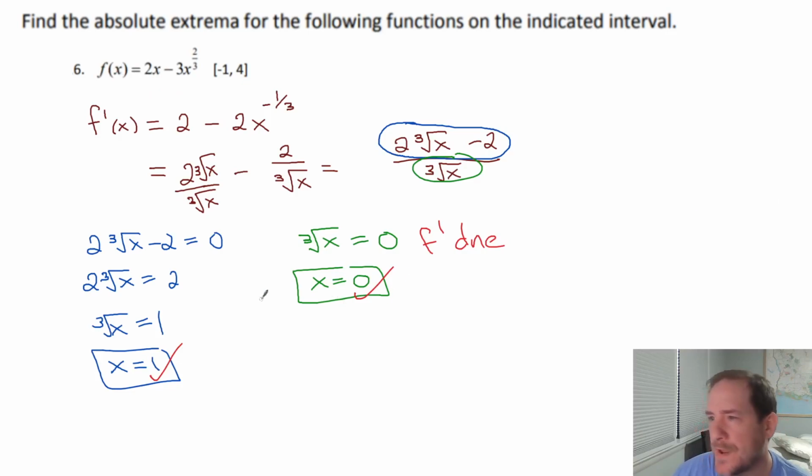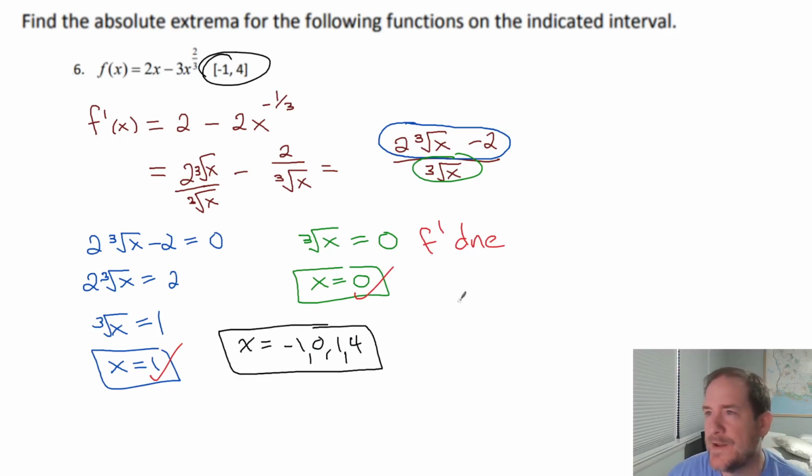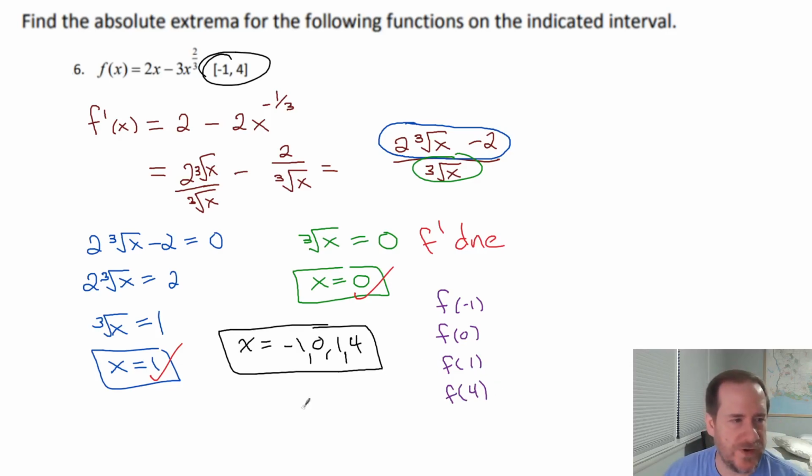Now they both are. So x equals 0 and 1 are both critical values, but don't forget what I just said earlier. The endpoints of our interval are also critical values. So -1 and 4 need to be added to our list. These are my 4 critical values. Now all I have to do is evaluate the function. And whoever's biggest is biggest, and whoever's smallest is smallest. So literally just find f of -1, and find f of 0, and find f of 1, and find f of 4. And the best way to do this is on your calculator.